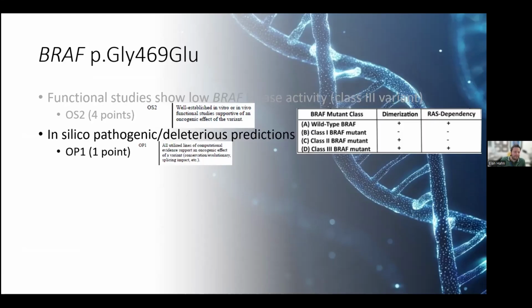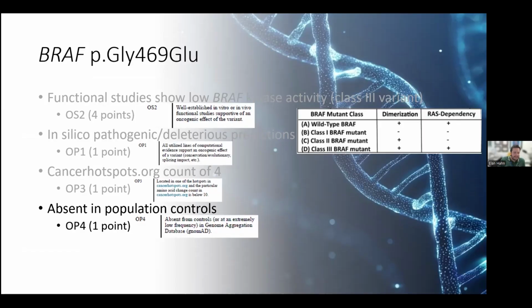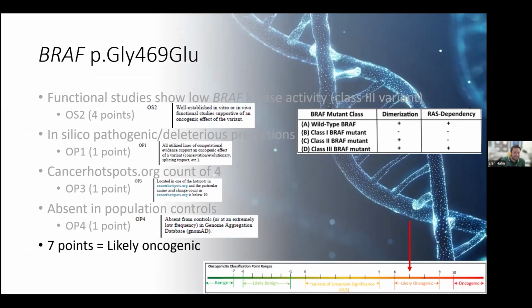In silico pathogenic deleterious predictions for this variant, so that would be OP1, that all computational evidence supports an oncogenic effect. Cancer hotspots has a count of 4, so that's OP3 because the count is below 10. And it's absent in the population controls, which will give us 1 point. So altogether, that's 7, and that puts us at likely oncogenic.